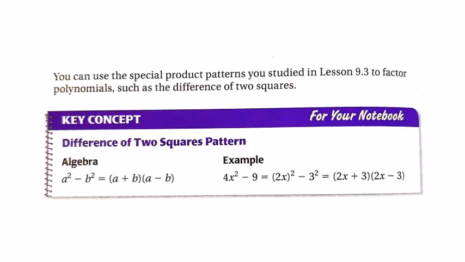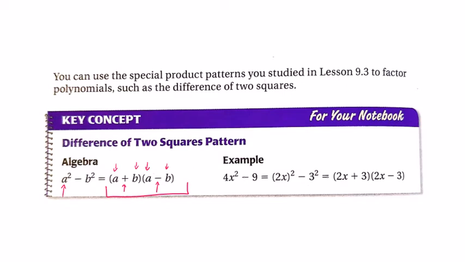First, let's go ahead and look at our first key concept. You can use special product patterns that you learned in lesson 9.3 to factor. So we're reversing the process here, such as the difference of two squares. If you see something squared minus something else squared, it's going to factor into a plus b times a minus b. So I'm going to have alternating signs here, and then what we factor them into are basically the square roots of what is being squared here.